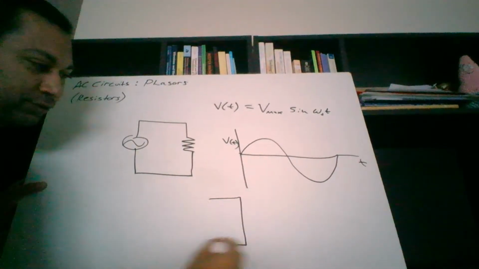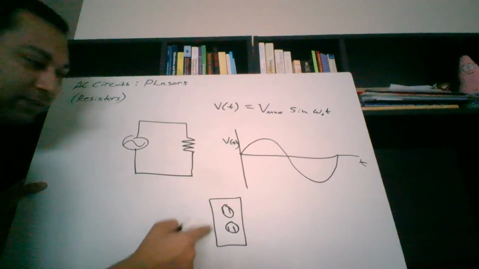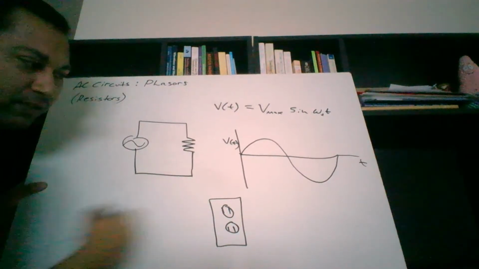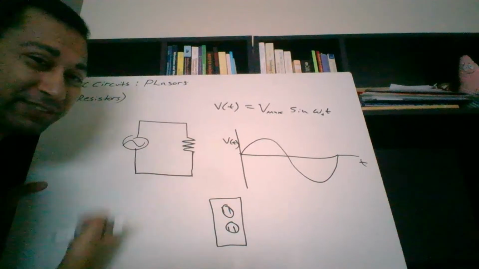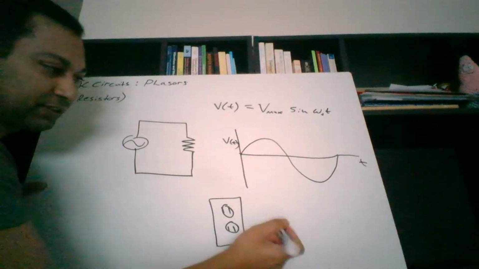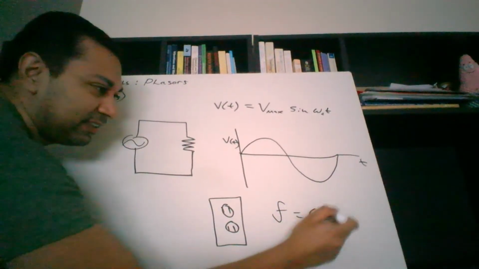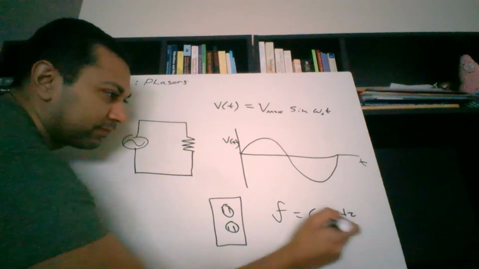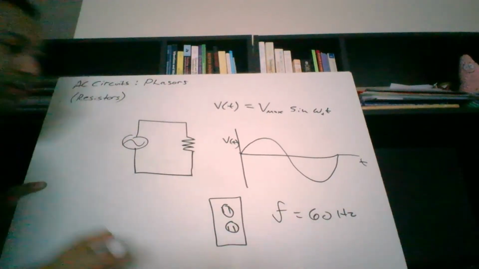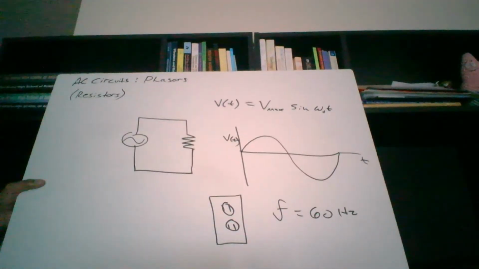So if you were to look at your outlet, this is your wall outlet. Oh, that's a pretty good wall outlet. If you looked at your wall outlet, there's a frequency at which the current is alternating between the highest voltage to the lowest voltage. That frequency, f, is given by 60 hertz. Okay, so we have a frequency of 60 hertz in the US.